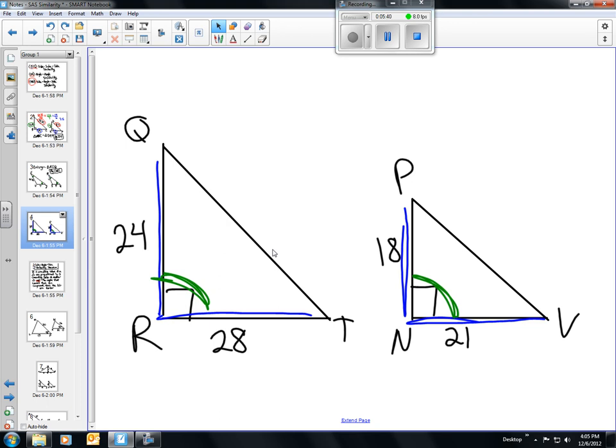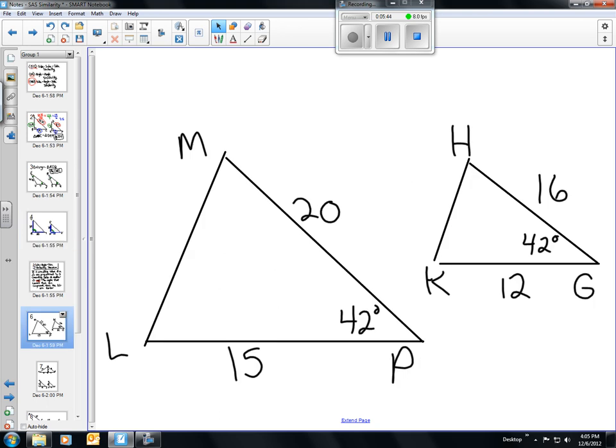Okay, now let's flip to the back side on your notes. Example 1 looks like this. And here we can go through our list and say, well, we cannot use the SSS, the side-side-side theorem, because we don't know the third side here and here.